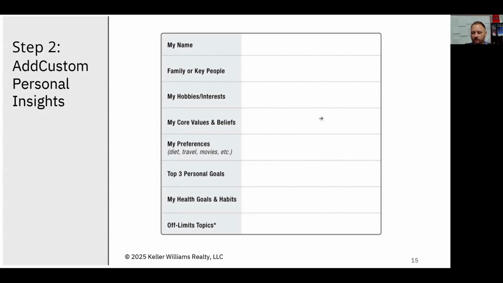Top 3 personal goals. This is important because its goal should be to help you get to your goals. So make sure it understands what your goals are personally and professionally. Your health goals and habits. Again, this is totally up to you whether it's something you want to do in there.